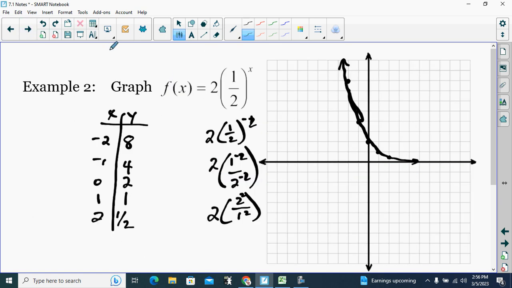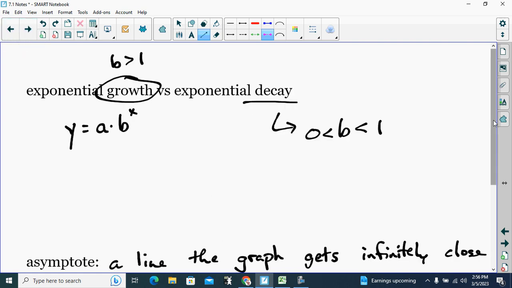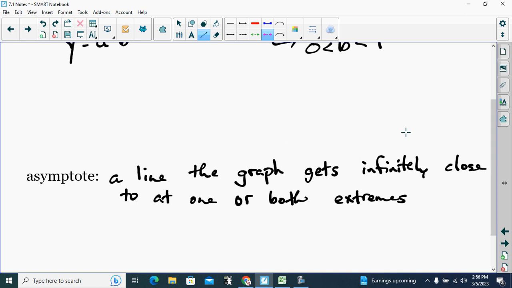Notice the second one is also y equals 0. That line right there, we get close to as x gets bigger and bigger and bigger. Exponential equations, unless they are translated, will always have an asymptote of y equals 0. We'll talk about what to do if we translate in 7.2. So again, asymptote, a line the graph gets infinitely close to at one or both of its extremes.